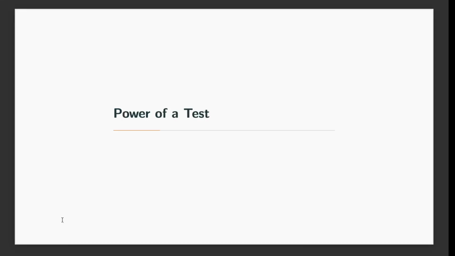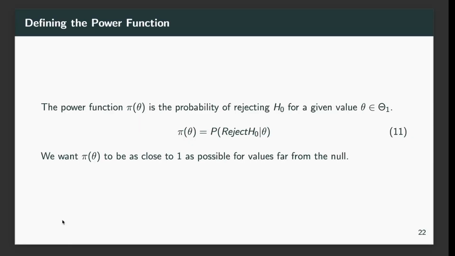Now we turn to one of the most important concepts in hypothesis testing, which is power analysis. The power of a test is defined as the ability to detect a true effect when it exists. A test with low power will frequently miss the real effect, and this is the type 2 error problem. The power function pi of theta is the probability of rejecting H null when the true parameter value is theta.